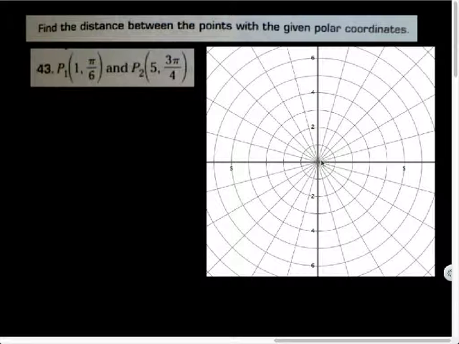It's good to know what angle we're going at first. So 1 pi over 6 would be like this point right here at the pi over 6 angle and 1 unit away from the pole. And the other one is at 3 pi over 4, which we already talked about. That's a 135 degree angle, and I'm going to go out 5 units from the pole. So that's like this right here.